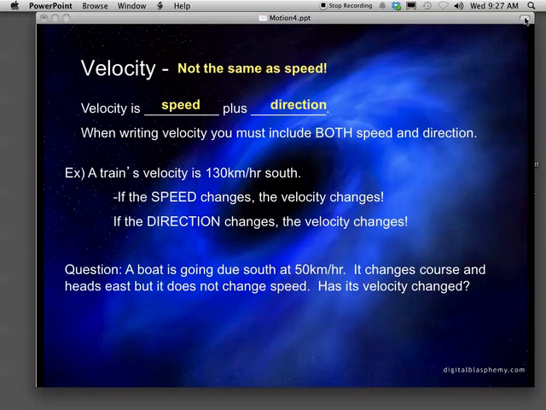All right, another example. If a boat's going due south at 50 kilometers per hour, then starts heading east, has its velocity changed? Yes, it's changing direction, so its velocity is changed as well. But the 50 kilometers per hour has not changed, because that's its speed, but not its complete velocity.